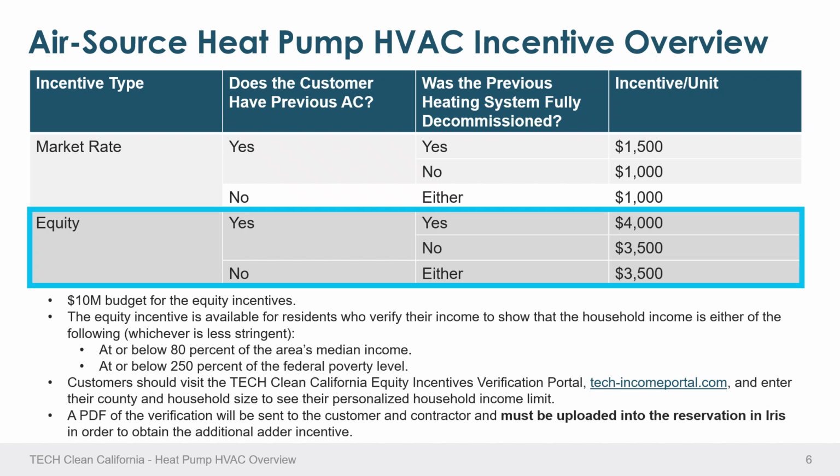Customers should visit the Tech Equity Incentives Verification Portal, tech-incomeportal.com, and enter their county and household size to see their personalized household income limit. A PDF of the verification will be sent to the customer and contractor and must be uploaded into the reservation in IRIS to obtain the additional incentive amount.